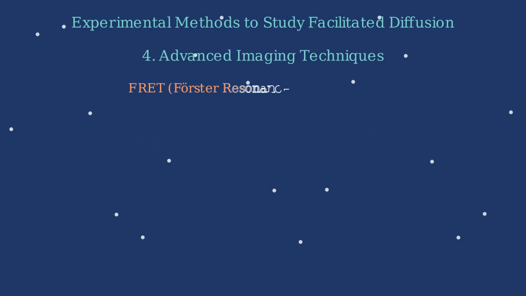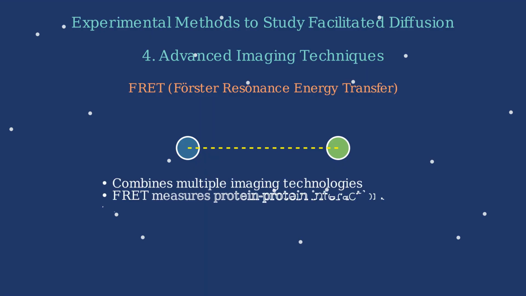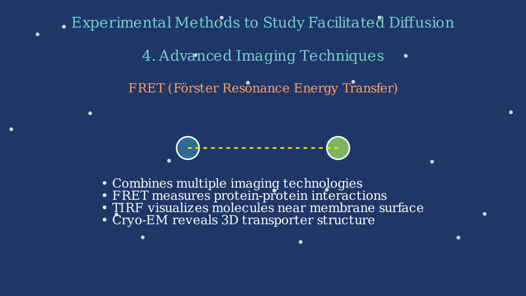Scientists also use advanced imaging techniques. Methods like FRET can measure interactions between proteins. Total internal reflection fluorescence, or TIRF, visualizes molecules near the membrane surface. Cryo-electron microscopy reveals detailed three-dimensional structures of transport proteins.